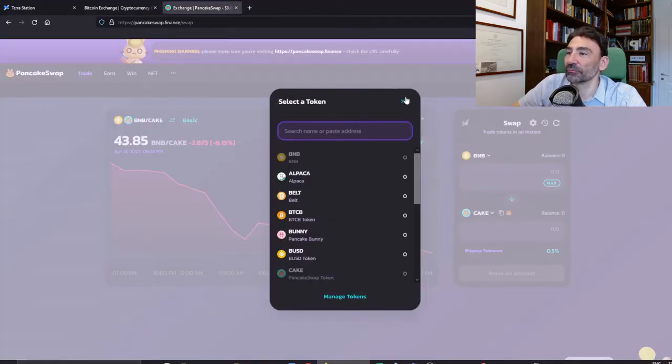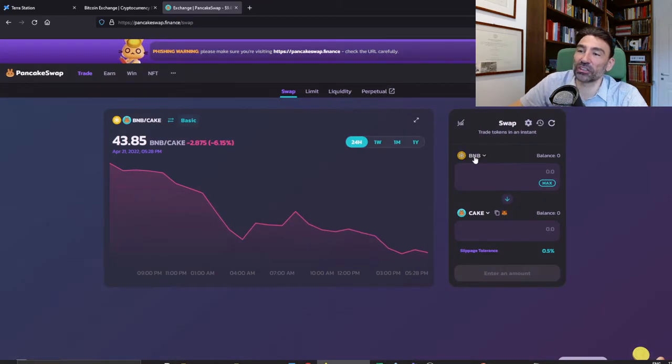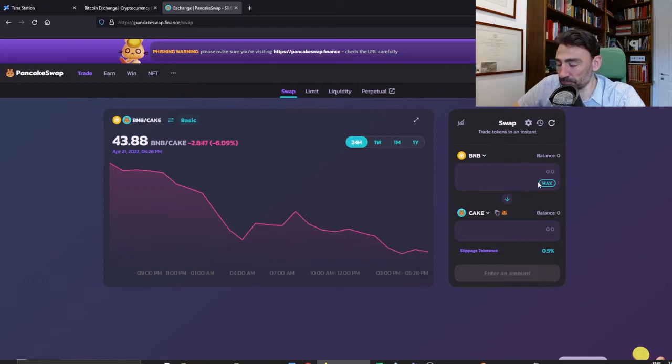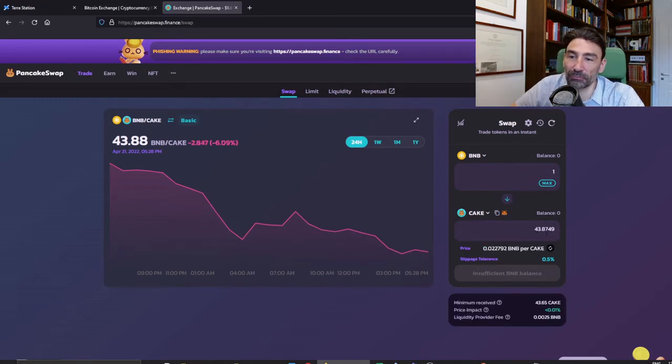Oh, it's here. Okay, so Pancake Swap. You want to exchange BNB for cake? It's here. 1 BNB for 43.8749 cake. That's the price. Take it or leave it. If you exchange, however, a lot of BNB, for example, 1,000, you may incur a slippage. It means that the price could be worse because you are depleting the amount offered.